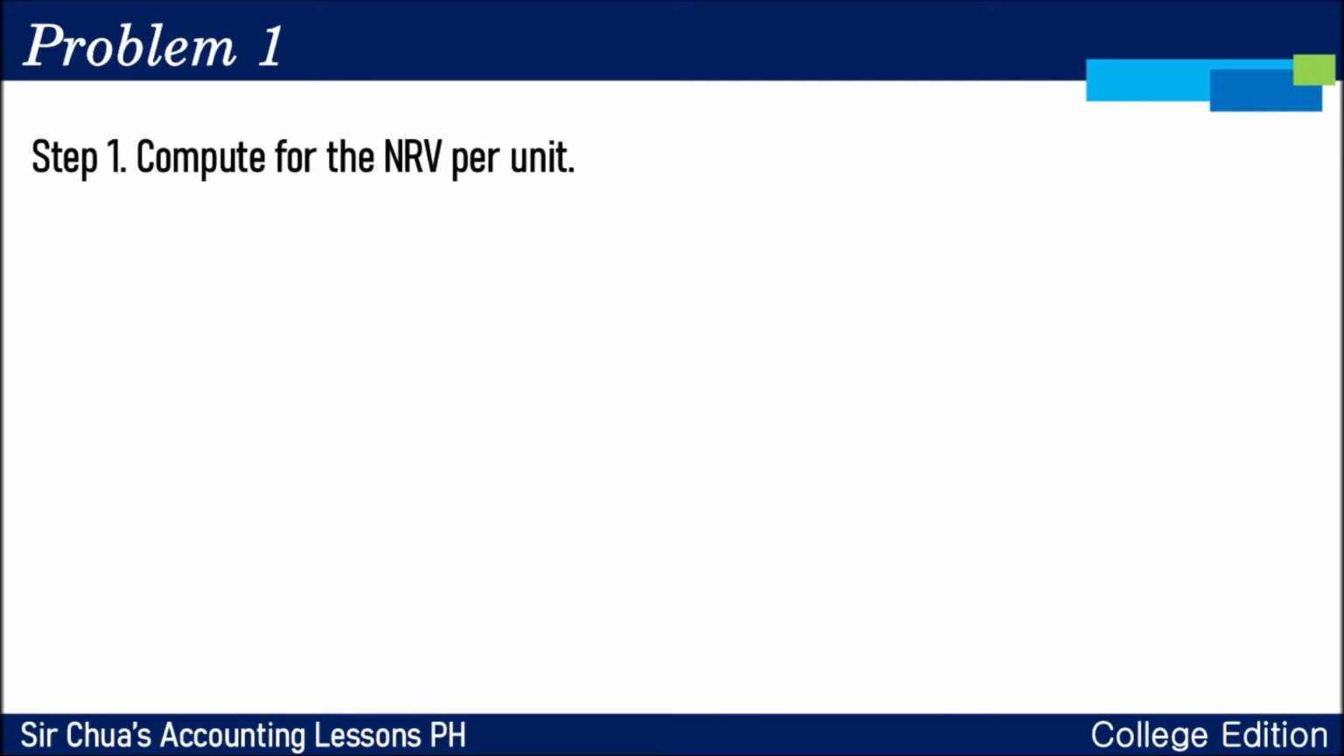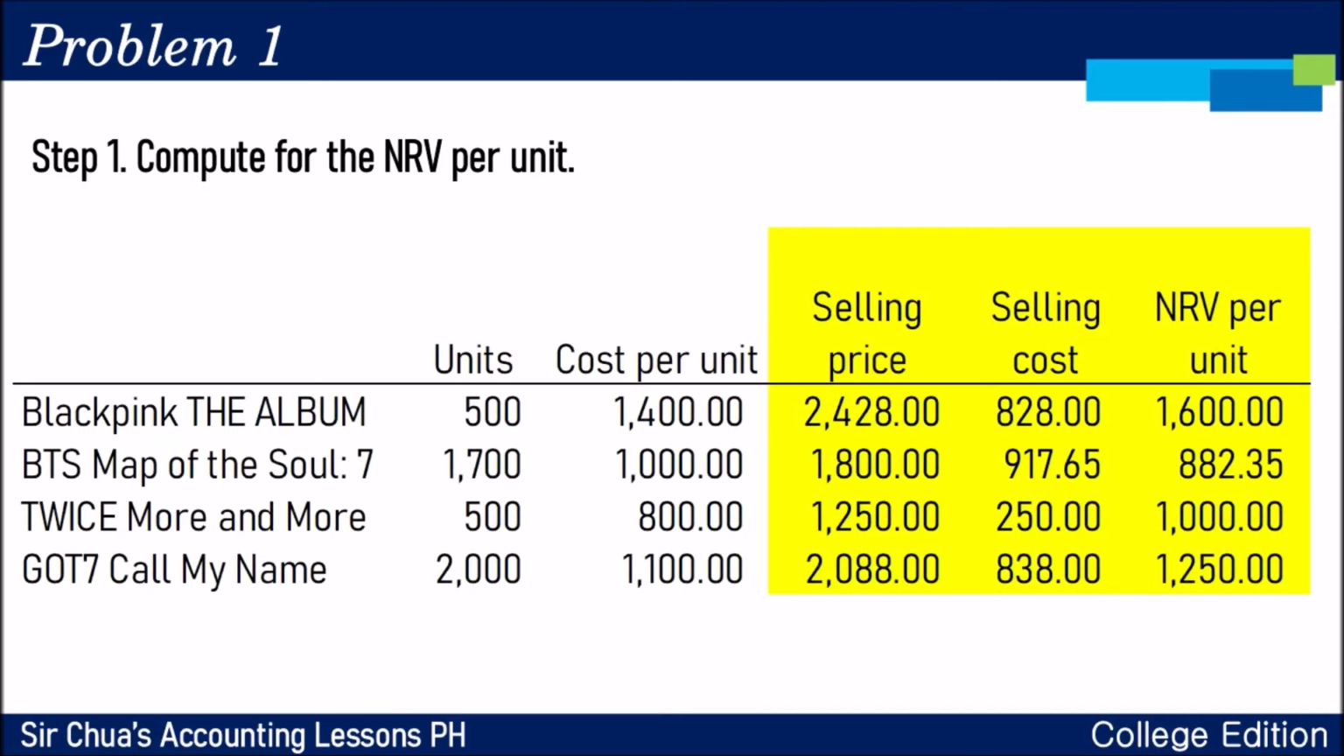Okay, so our first step is to compute for the net realizable value. Ayan. Okay, so we go back to the given. Di ba po binigyan kayo ng selling price? So, the selling price for every Blackpink album is 2,428.